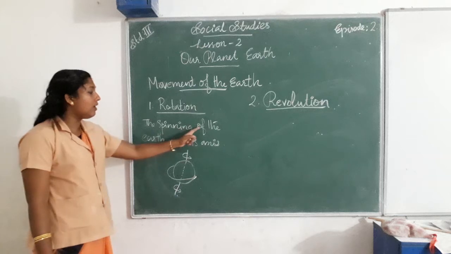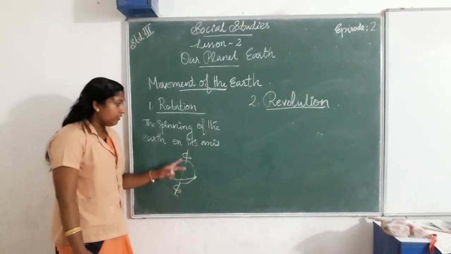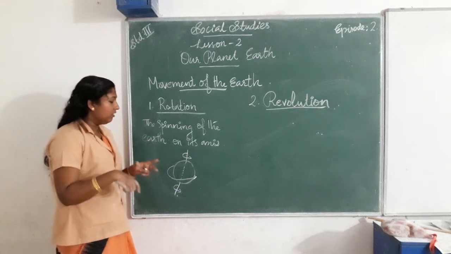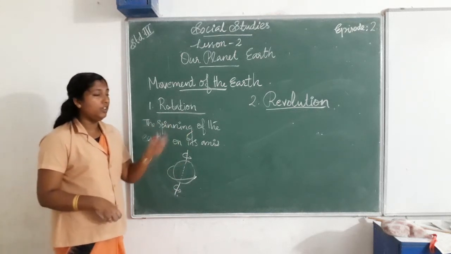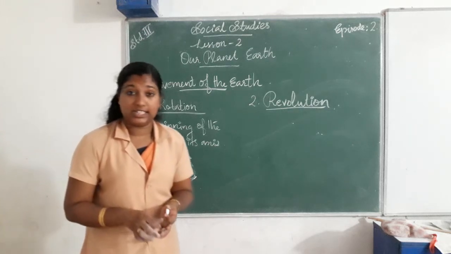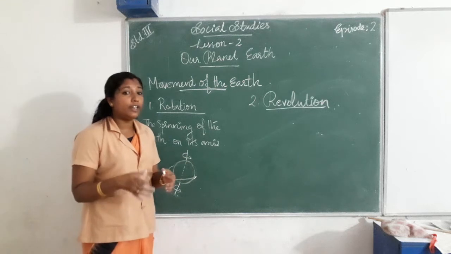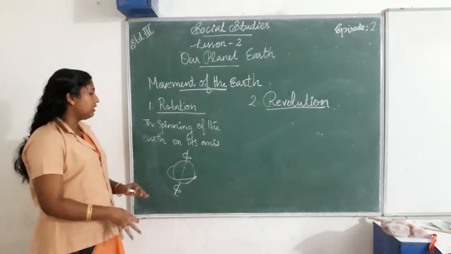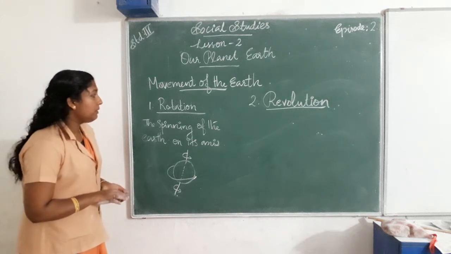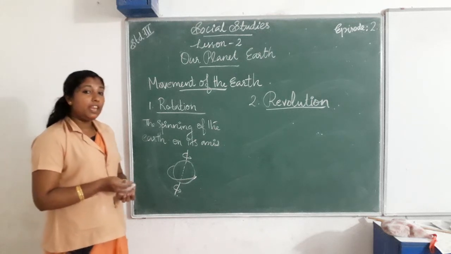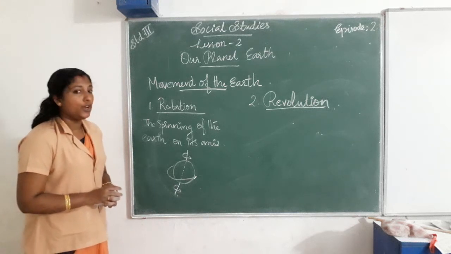The spinning of the earth on its axis. On its own axis, the earth is spinning. The spinning of the earth on its axis is called rotation. What do you mean by rotation? The spinning of the earth on its axis is called rotation.